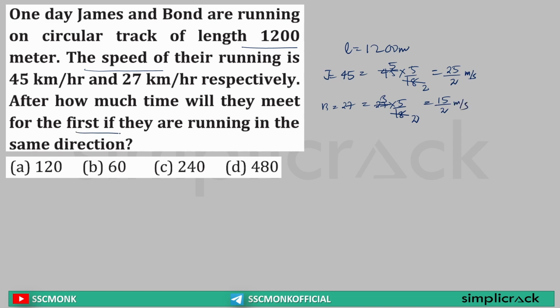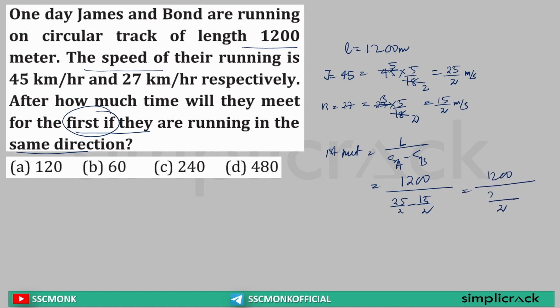Now they are running in the same direction and meeting for the first time. What is the theory? For the first meeting, time is equal to distance divided by the speed of A minus the speed of B. That is 1200 meters divided by 25 by 2 minus 15 by 2, which can be written as 1200 into 2 divided by 25 minus 15, which is 10. Cancelling the zeros, 120 into 2 is 240 seconds. So they will meet for the first time after 240 seconds.